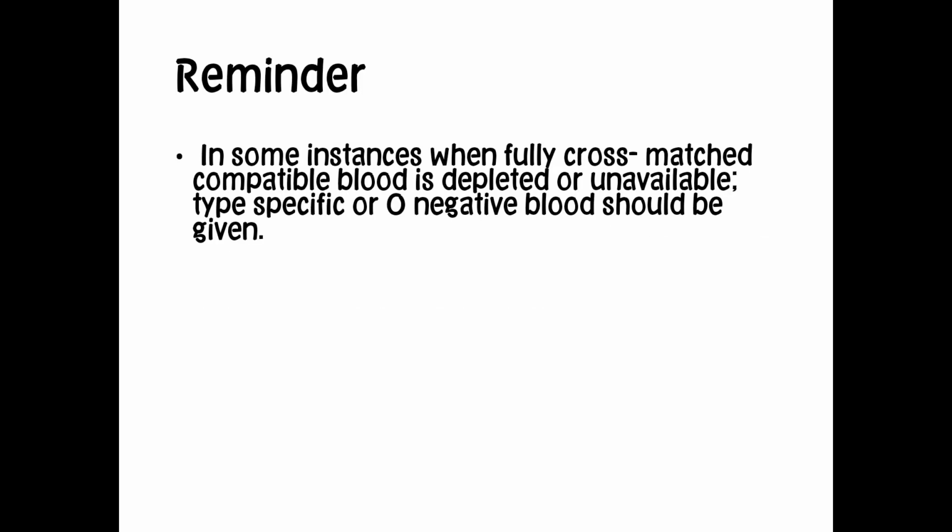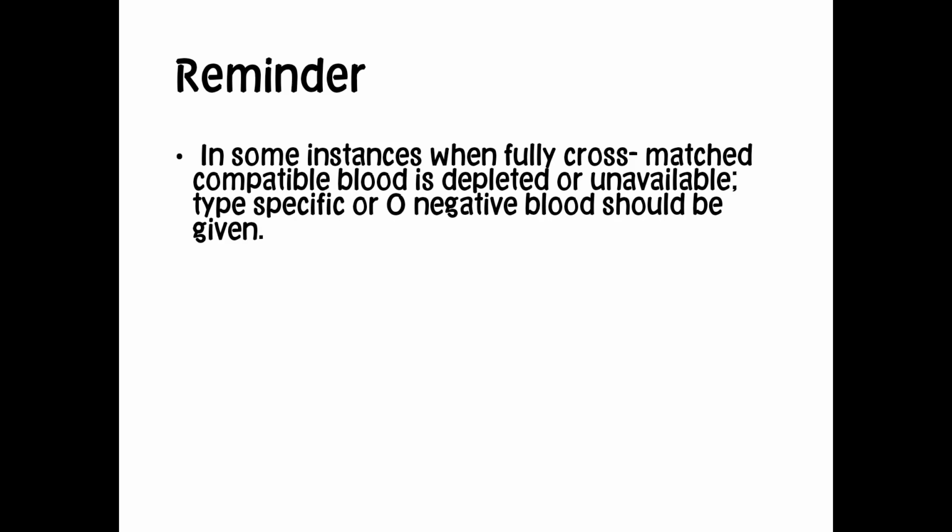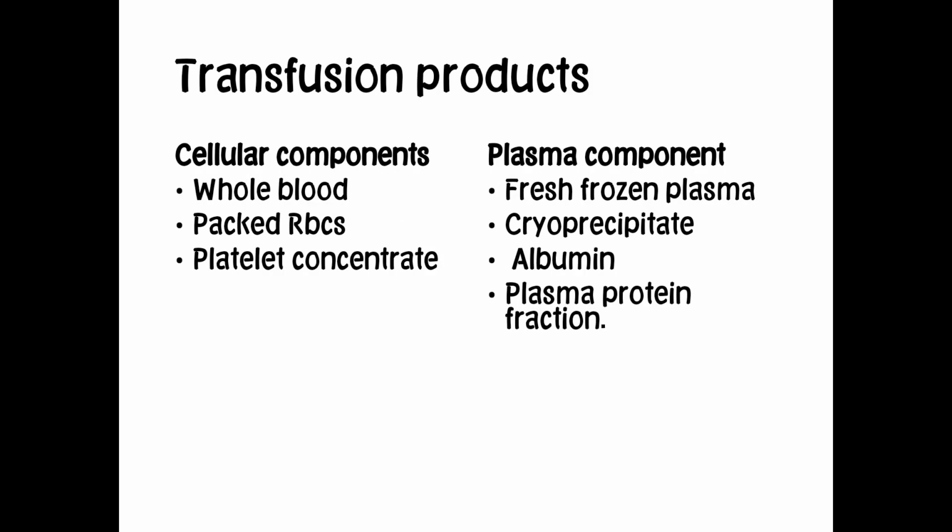In some cases, when fully cross-matched compatible blood is depleted or unavailable, type specific or blood type O negative should be given. This is advisable in case you're transfusing blood and you don't have the required transfusion blood type. You would give blood group type O negative, since blood group type O, as we have just finished in the discussion, is a universal donor.